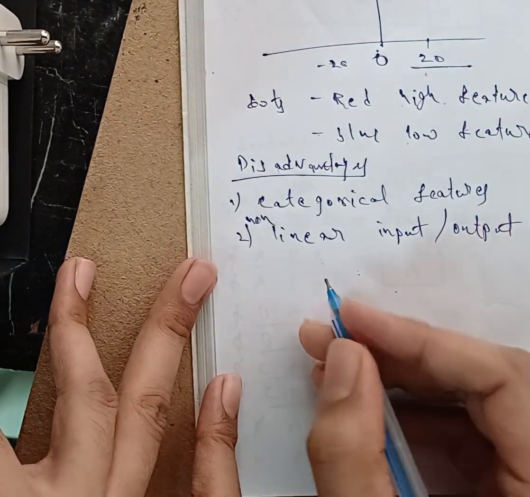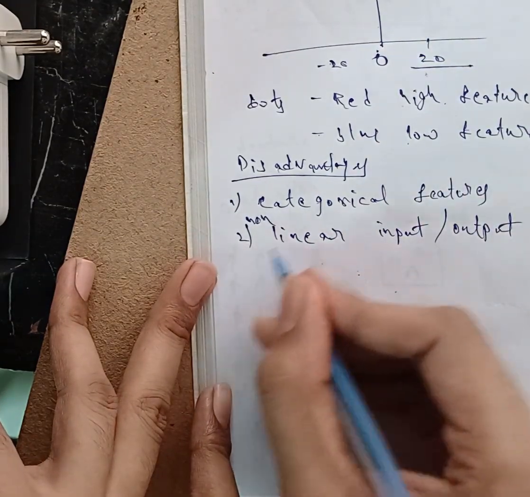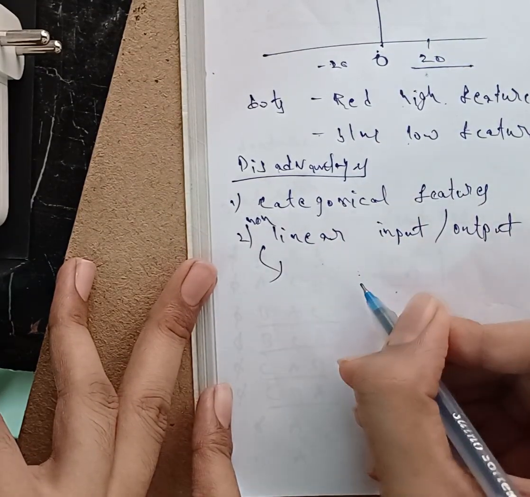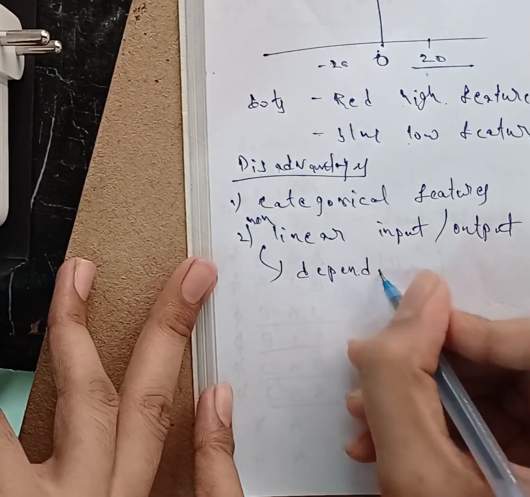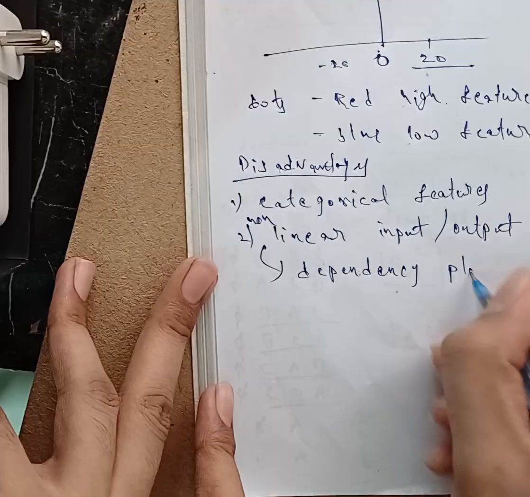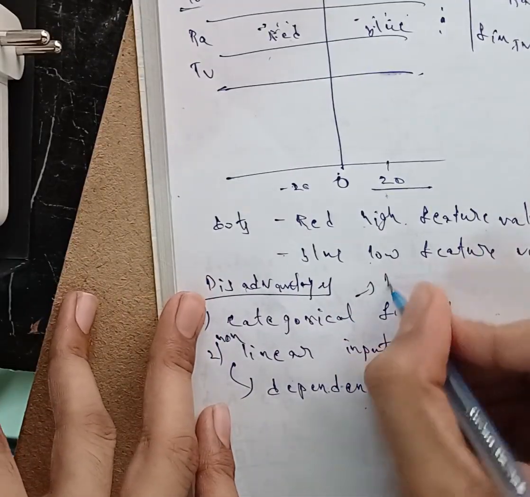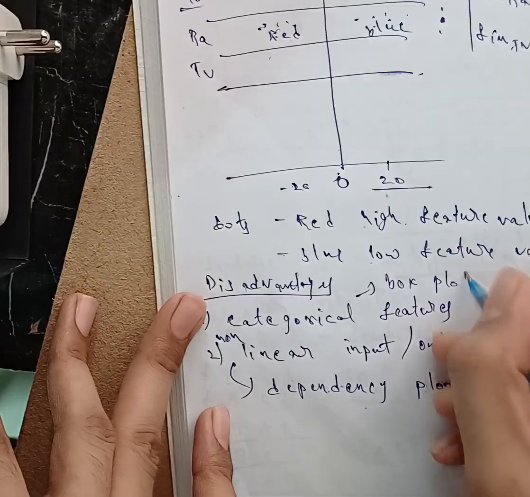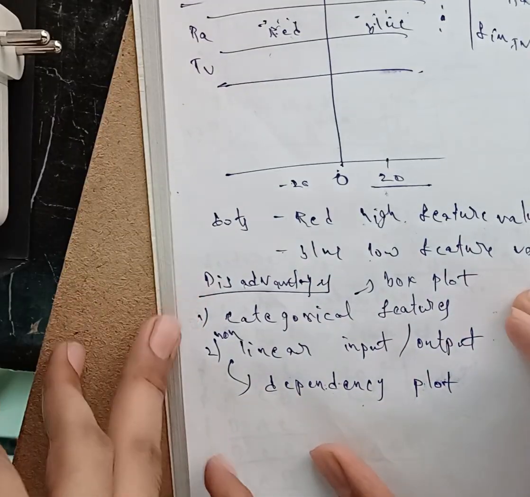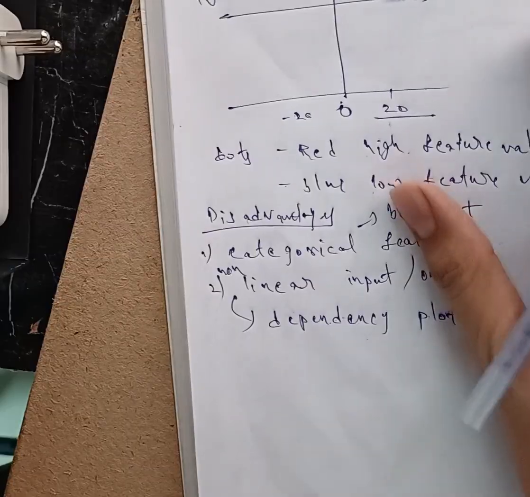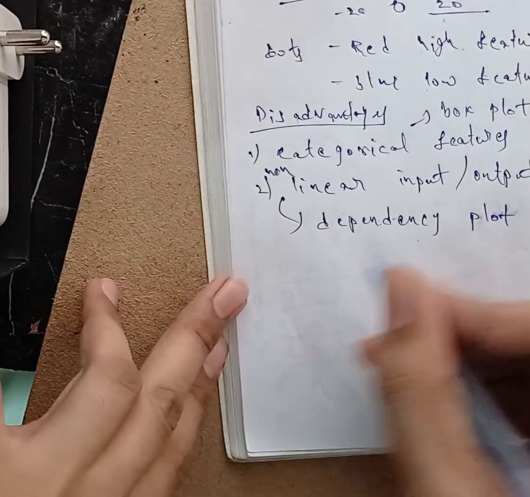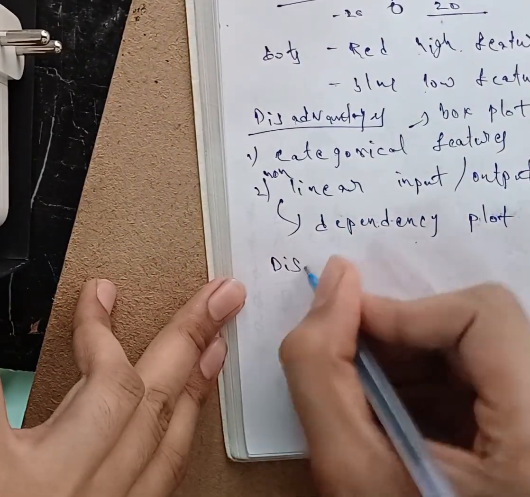So for getting this non-linear relationship, we have something called the dependency plot. And for interpreting categorical features, we can use the waterfall plot. But I'm not going to explain all these things, you can refer to it later. So this is all about SHAP, and let's come to the disadvantages of SHAP.